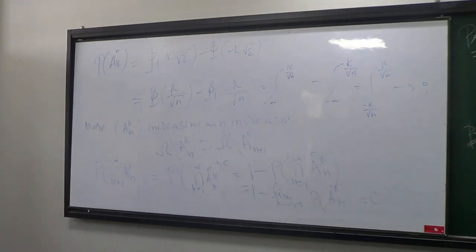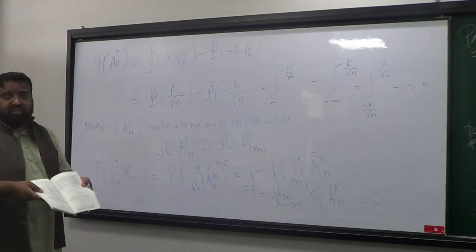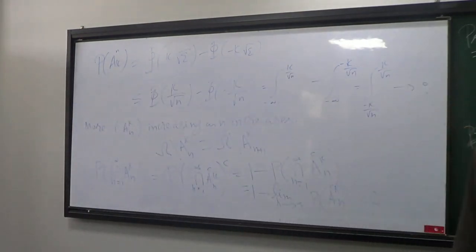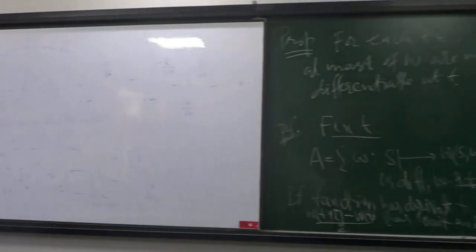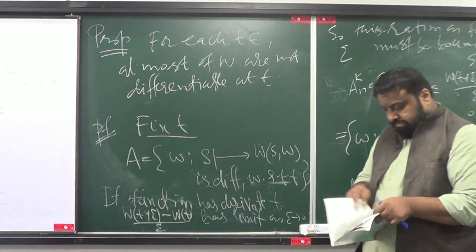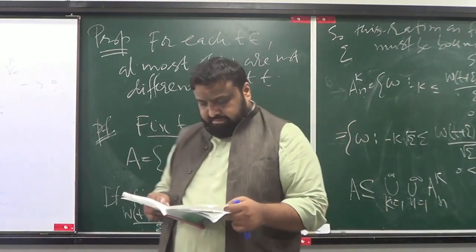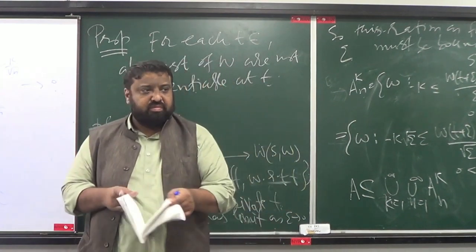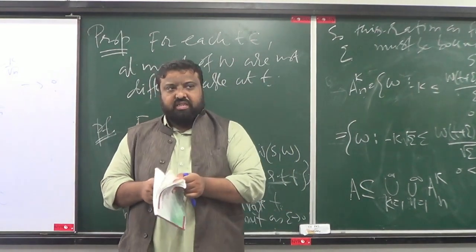Sir, why can't we apply the axiom of probability measure, that the probability of a union is less than or equal to the sum? Try the other way. That's one way. Try that. Then it will tell you. Yes.